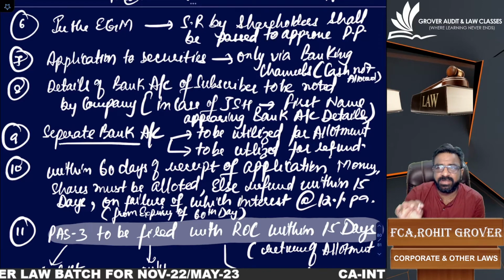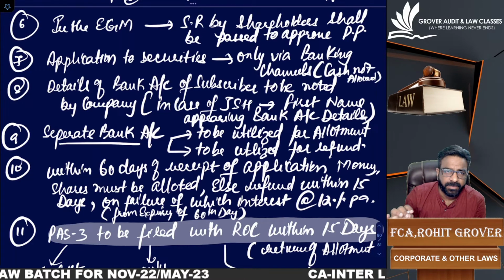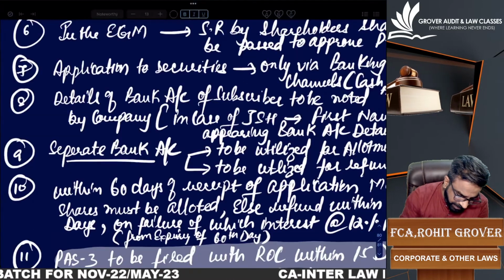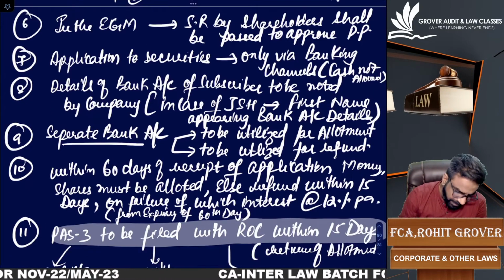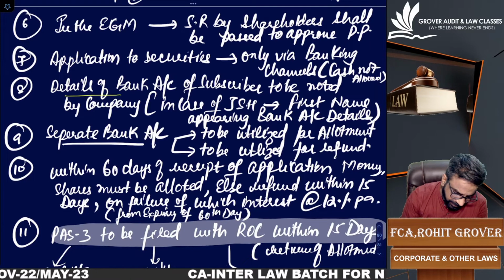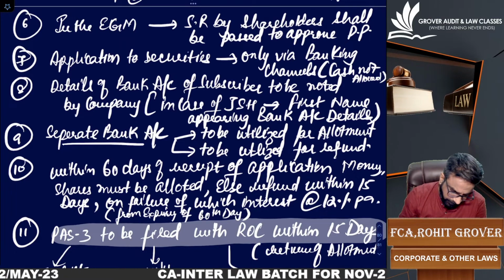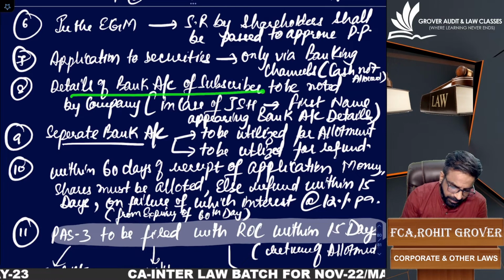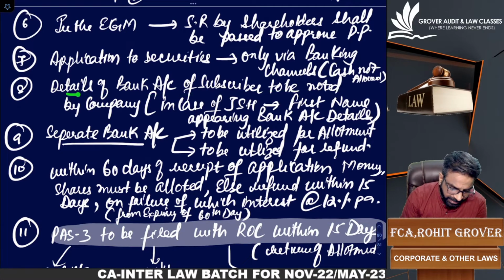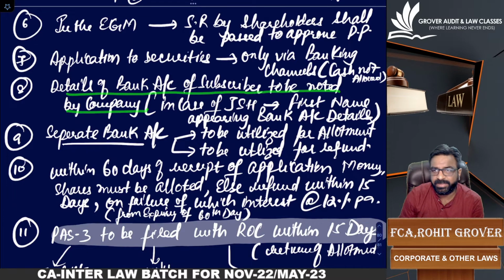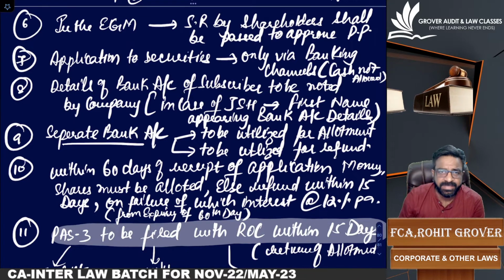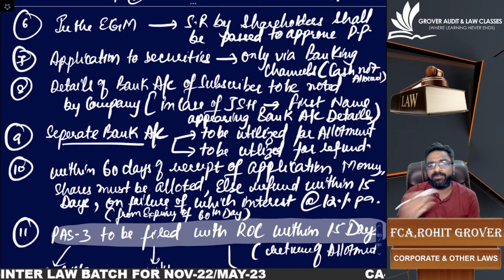Is it crystal clear to all of you? Yes. So that's why, what is the point number 8 now? Read it, Amma. Details of bank account of subscriber to be noted by company in case of joint shareholders, first name appearing, bank account details. So all the details of bank account holders of the subscribers we have to note down by the company. In case the 90% criteria will not be fulfilled, we have to refund their money back.